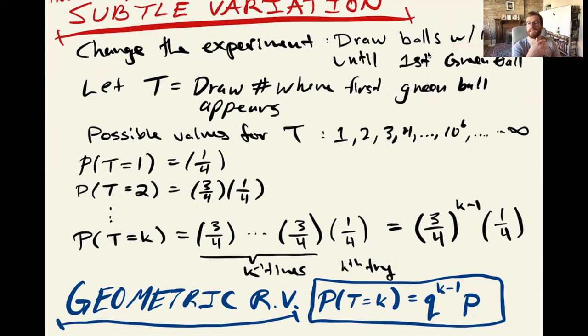Drawing with replacement has the effect of giving you independence, which means that you can compute the probability of these long sequences of events, so this happened, and this happened, and this happened, and this happened, into a product. Again, being able to turn ands into products is the definition of independence. So let's just consider the situation where we've got the same urn, but we don't replace the balls. And let's see if maybe you can predict what's going on.